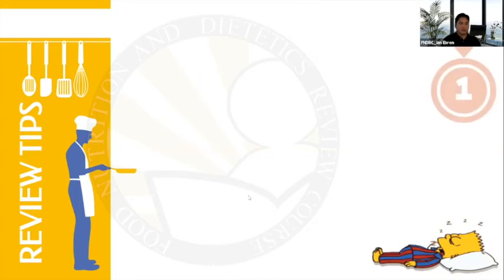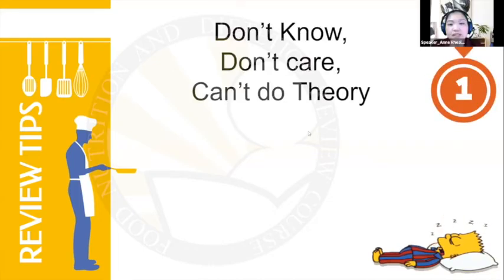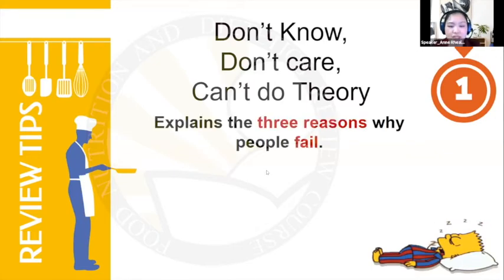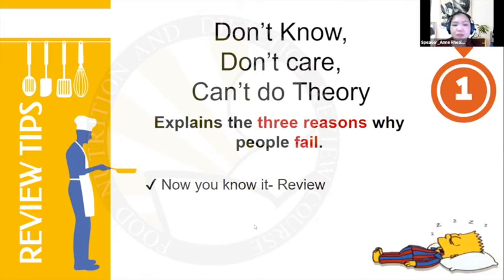Another review tip for you. Now, we call this the theory, don't know, don't care, can't do. We apply this in the operations. And it explains the 3 reasons why employees or why people fail. So, when you always reason out na hindi mo alam or you don't know or you don't care and you can't do a thing, syempre, that would lead to failure. And now that you have your review, so we eliminate that reason because now you know it and may time pa naman kayo para mag-review.